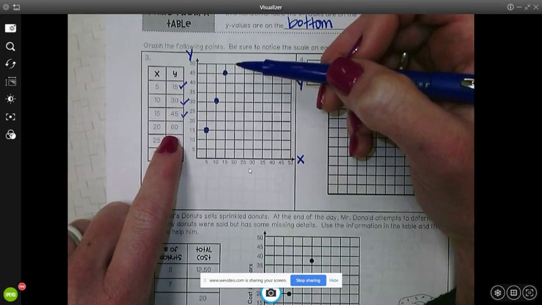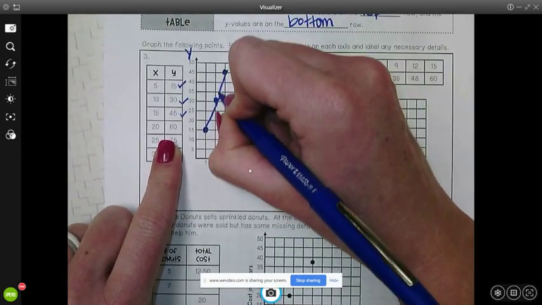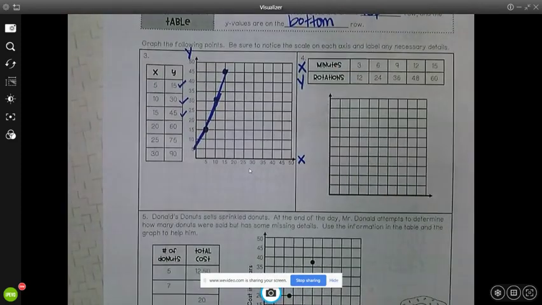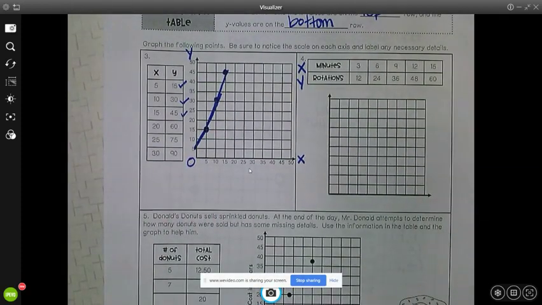So sometimes this happens. And what we're going to do is we're just going to connect what we have. Oops, that's not a straight line. And we're going to see if it goes through the origin. And in this situation, it does not go through the origin, which is 0 down here. So on that one, it would not be one that would increase through the origin.